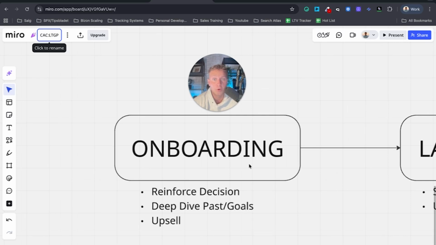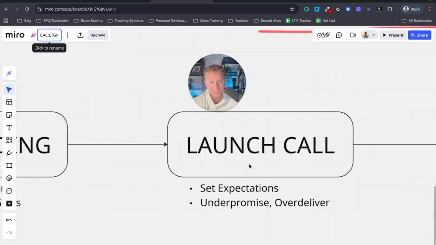Maybe they even just pause for a month or two for ads, and then they get that back on because you still maintain that relationship and contact with the client. So that's the first thing. The next thing is then the launch call.